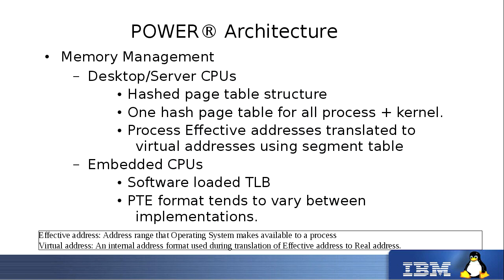So one of the interesting aspects about the MMU subsystem with respect to the desktop and server CPUs is there is one hash page table for the entire kernel and the application included. This is remarkably different from the memory management model that you're familiar with on other architectures, where you would have multiple page tables per application and things like that. But with respect to the Power architecture, what we essentially have is one page table covering the entire application and the kernel.